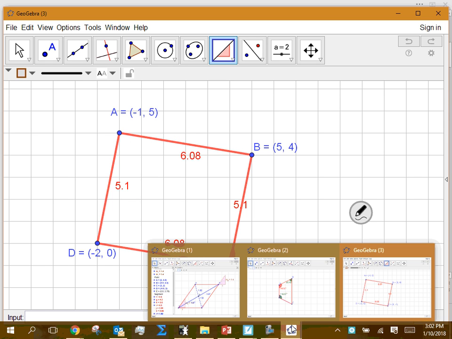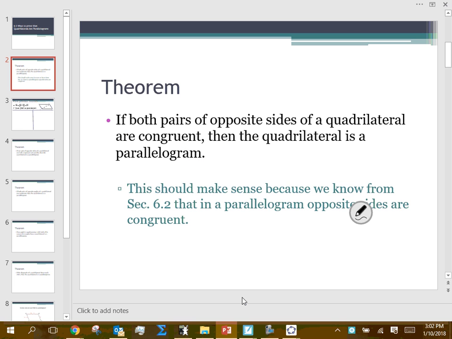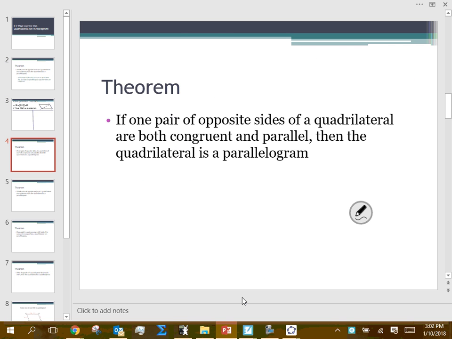Another approach is kind of a combination of the last two things we talked about, and it's this statement. Here it says, if one pair, you have to make sure you're paying attention to this, if one pair of opposite sides of the quadrilateral are both congruent and parallel. Okay? So only one pair of opposite sides, that's all you have to look at. Maybe I just look at the top and the bottom, maybe I look at just the left and the right. It doesn't matter.